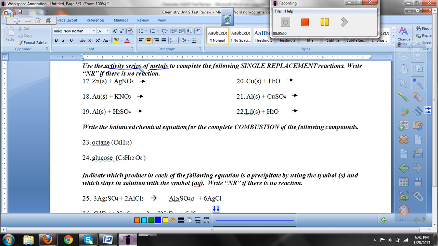And what you're looking for is which of the two metals is the more active. So on 17, my choices are zinc and silver. Is zinc more active than silver?